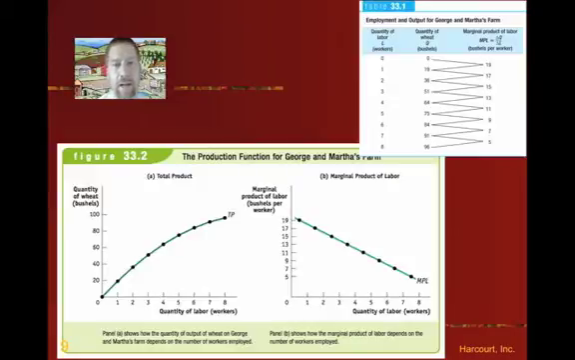Here's an example that I got from your textbook, and it's looking at the production function for George and Martha's farm. In this example, you can see the number of people that they're hiring, their total productivity, and also their marginal productivity. As we know, the total productivity is going to be increasing up to a certain point when it might actually start decreasing. And again, if you remember from our Greeby's example, that's when you just have too many cooks in the kitchen.